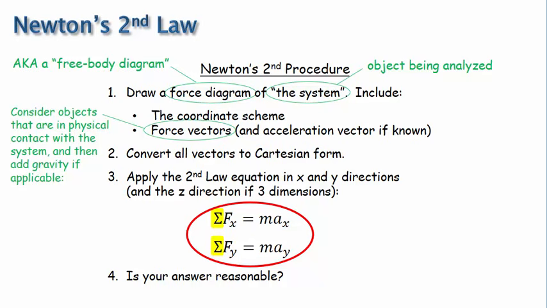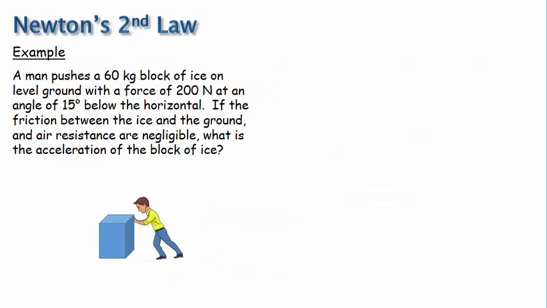Finally, check to make sure that your answer is reasonable. Okay, so let's try this procedure on a basic example. A man pushes a 60-kilogram block of ice on level ground with a force of 200 newtons at an angle of 15 degrees below the horizontal. If the friction between the ice and the ground, as well as the air resistance, are negligible, what is the acceleration of the block of ice?